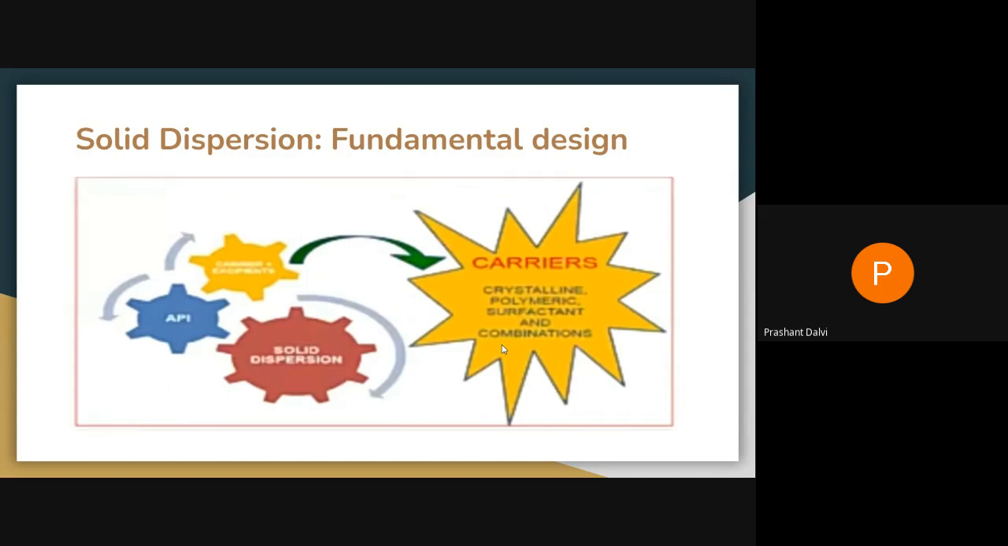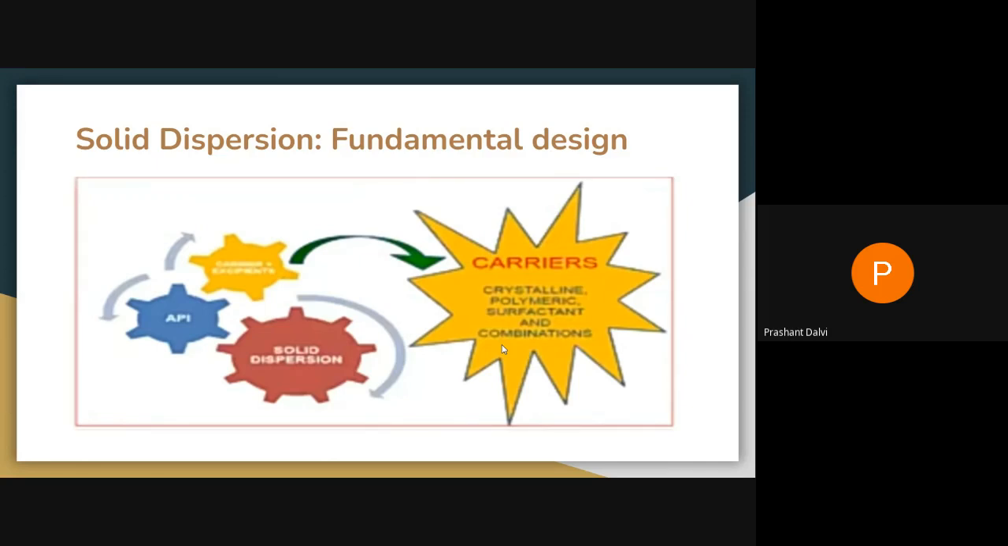So, solid dispersion. What exactly is solid dispersion? Solid dispersion is nothing but dispersion of one or more drugs into hydrophobic or hydrophilic polymers. In short, it is just the molecular mixing of the drug and excipients. Instead of excipients, you can use the word carriers also. Mixing of one or more drugs with the carriers.